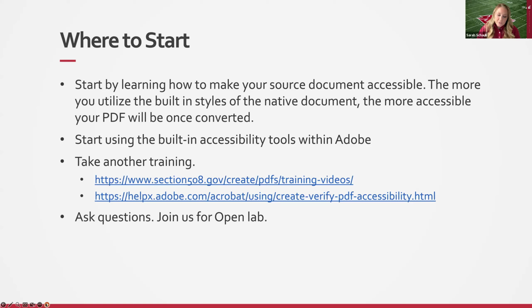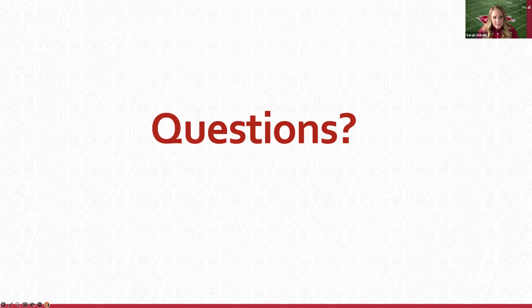We have Open Lab every Wednesday at 11 a.m. Join us, ask questions about digital accessibility, reference our resources that we have available online, especially the digital accessibility website offered by WSU. So that was pretty high level, quick and dirty. I'm going to open it up for questions before I pull up a PDF and do a quick demonstration of some of those items that I highlighted in the training.